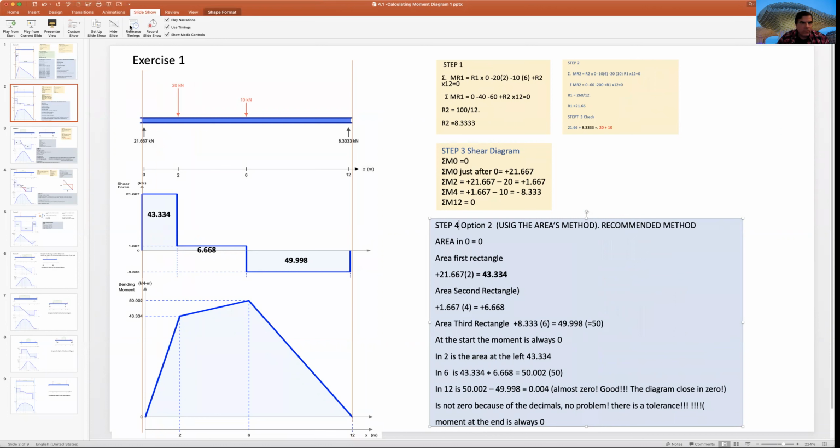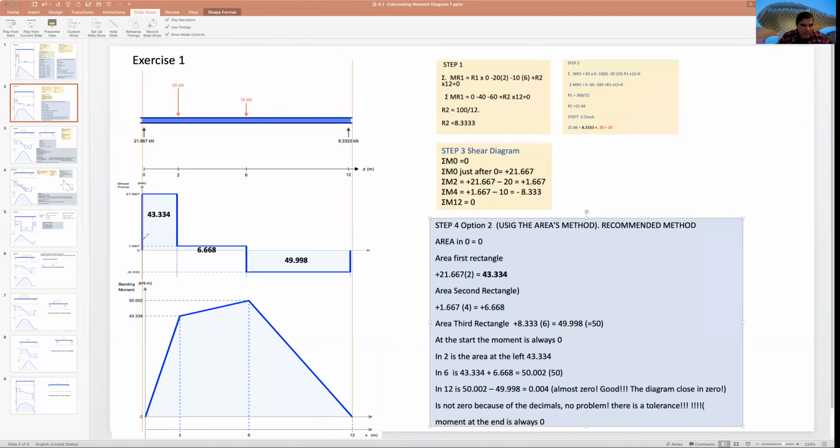What do you do? For the other method, you start in 0 always, finish in 0 always, and you cut the beam just before 2, and the moment is 0. In 2, you will see 0 for something small, very small, but if you cut in 2, it will be 21.667 multiplied by 2. That is the same as calculating the area. Well, let's calculate the areas instead. It's easier. You will calculate the areas of all the geometrical figures that you have.